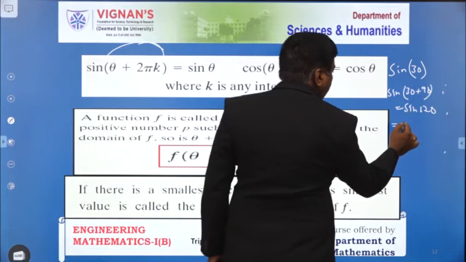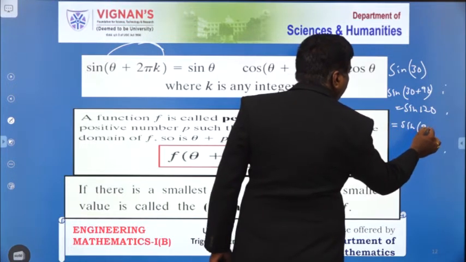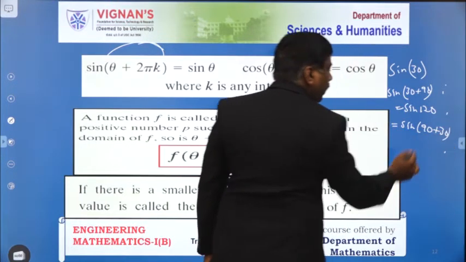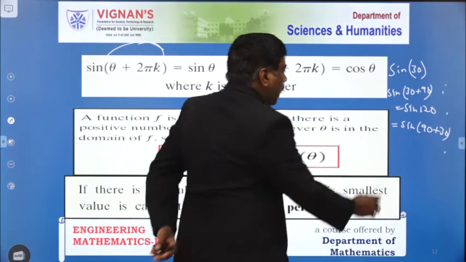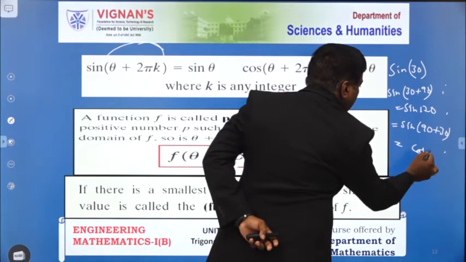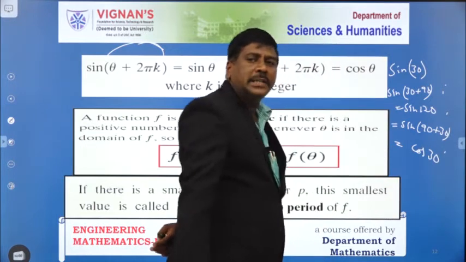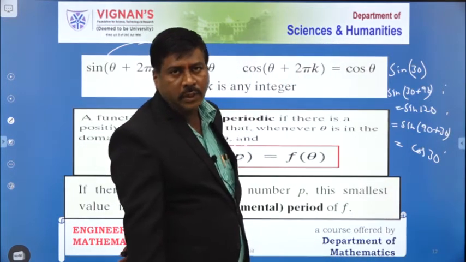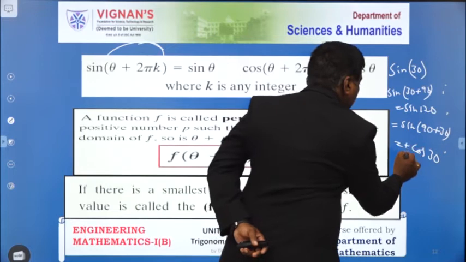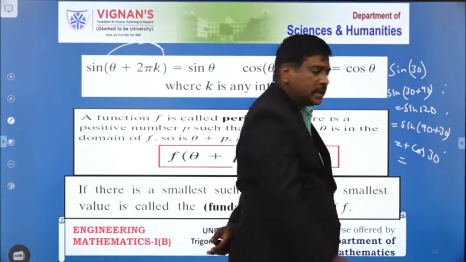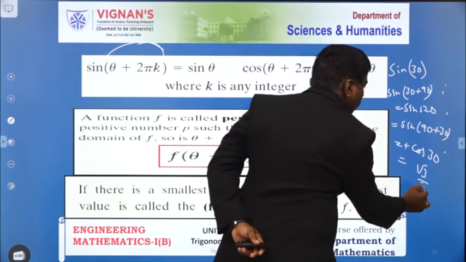So how do we find this sine of 120 value? Sine of 90 plus 30. At 90 degrees, sine will change to cos 30 degrees. 90 plus theta means the second quadrant, where sine is positive. Then this is cos 30, and the cos 30 value is root 3 by 2.